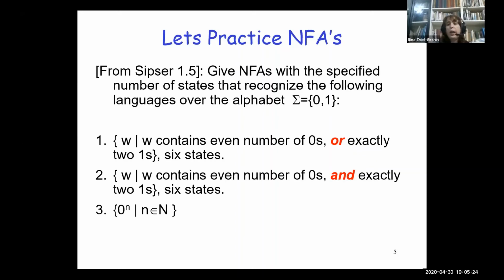Okay, so we continue to our next question. It's the same question. I would like you once again to try to use breakout rooms. It's exactly the same question, but now I need the word W to contain an even number of zeros and exactly 2 ones. And once again, you have to use 6 states. So you have, let's say, 4 minutes. I'm asking you to join the groups.